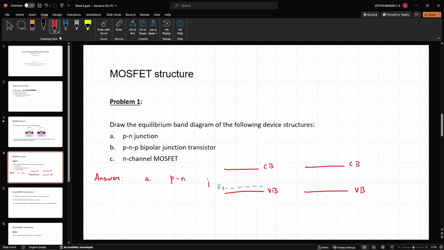Okay, and in this case, we are going to have EF closer to the conduction band. So let me call this EF1, and this EF2. This is region 1, this is region 2. Region 1 is my P-type material, and region 2 is the N-type material. Let me quickly insert another slide.